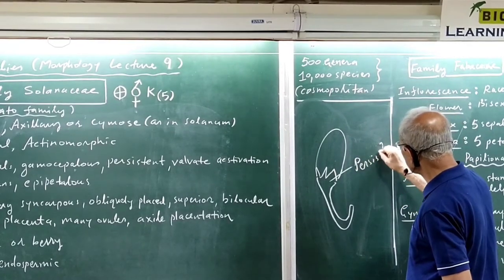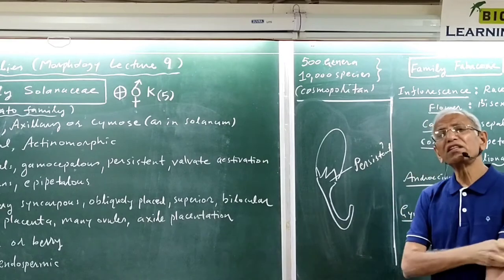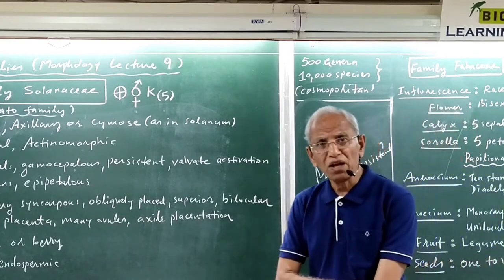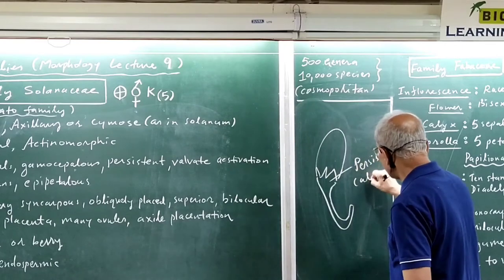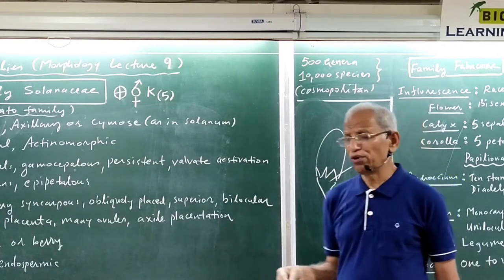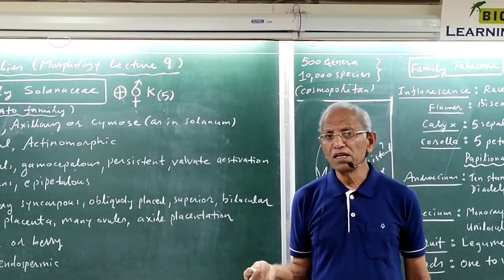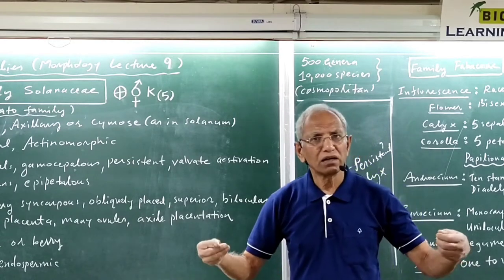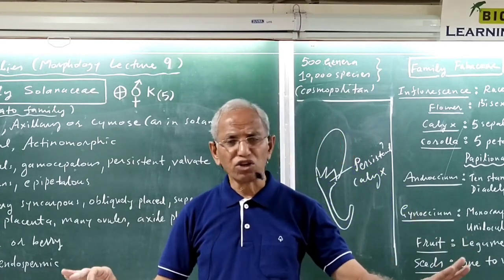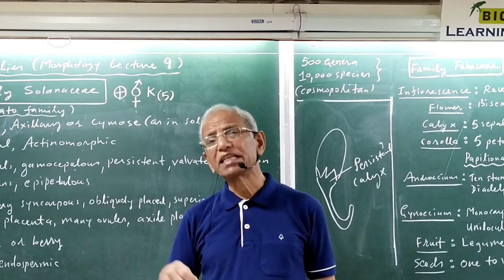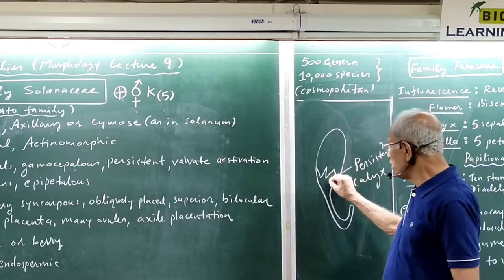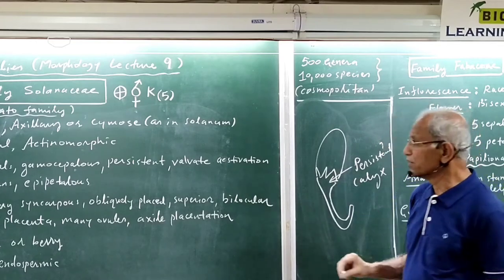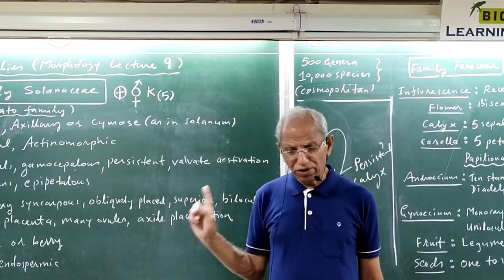What is persistent? That means even after the flower has withered away, and even after the fruit has been formed, the calyx continues. Usually when fruit formation occurs, the androecium, the gynoecium, the calyx and corolla all drop away. But sometimes the calyx remains. And when the calyx remains, it is called persistent calyx. You have actually learned all these things in the morphology lesson. So that's what I am trying to say.